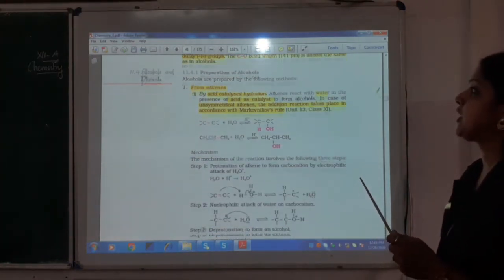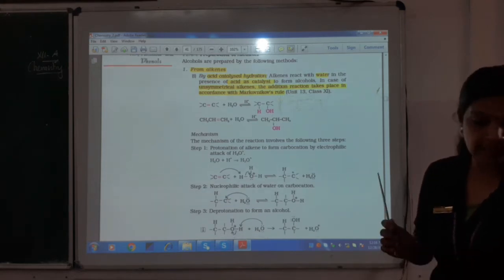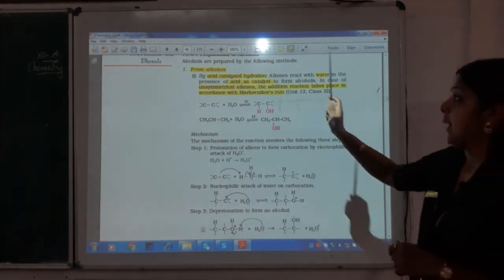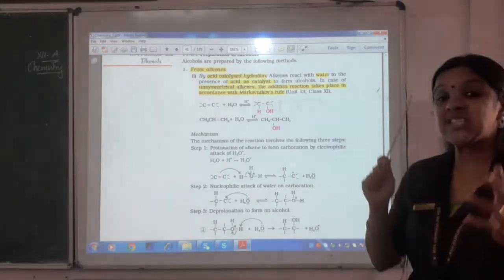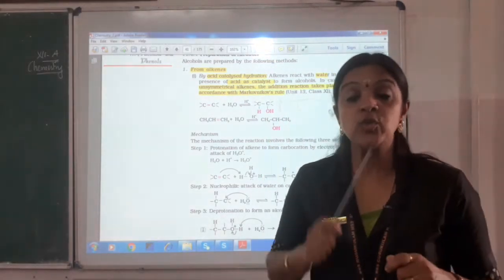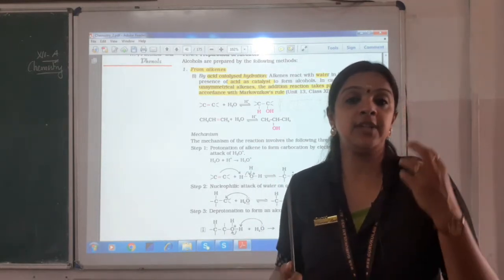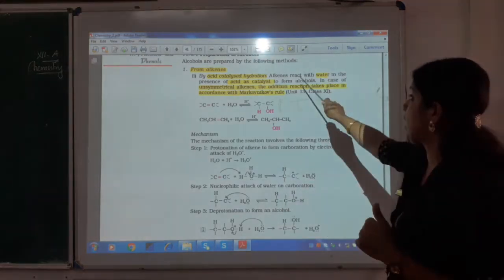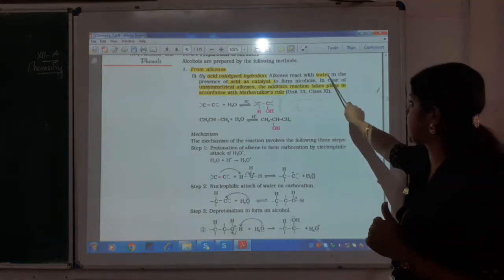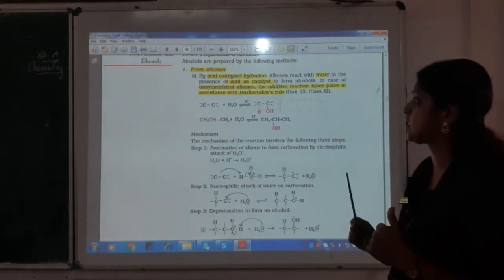Now we will get into the preparation. First preparation is from alkenes by acid catalyzed hydration. What is acid catalyzed? I am going to use an acid as a catalyst. And what is hydration? We know hydration means addition of water molecules. So alkenes react with water in the presence of acid as catalyst to form alcohols.